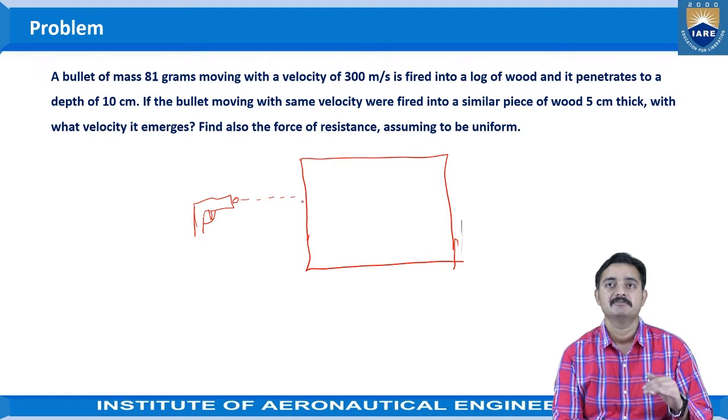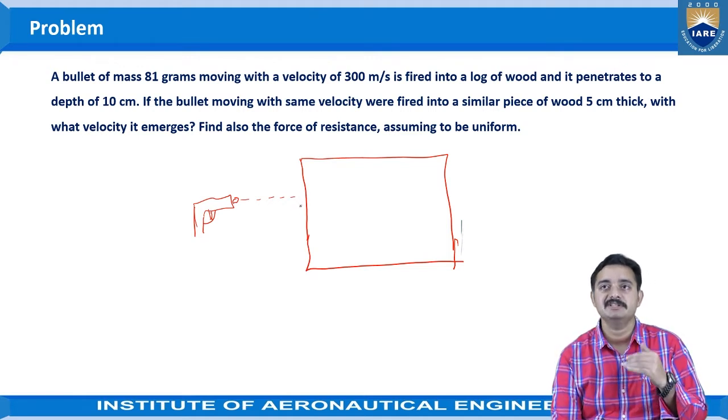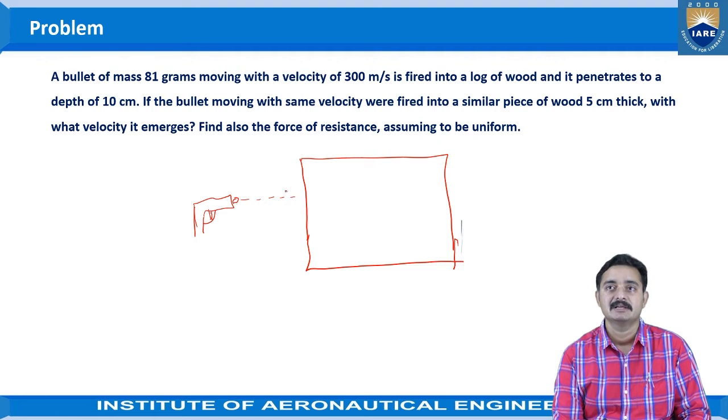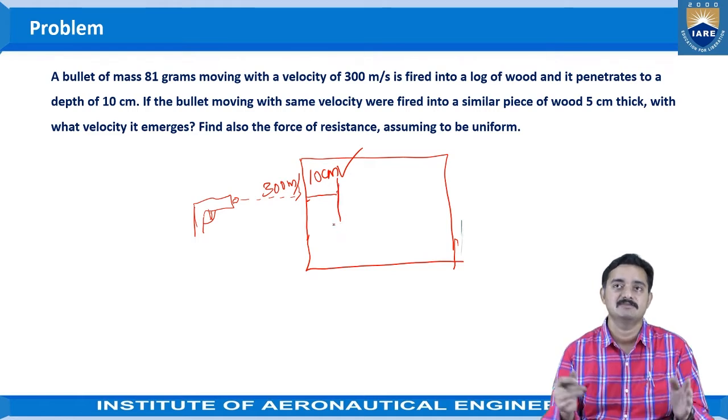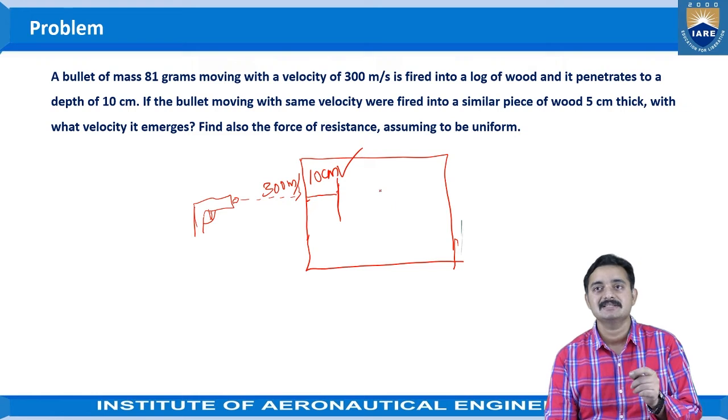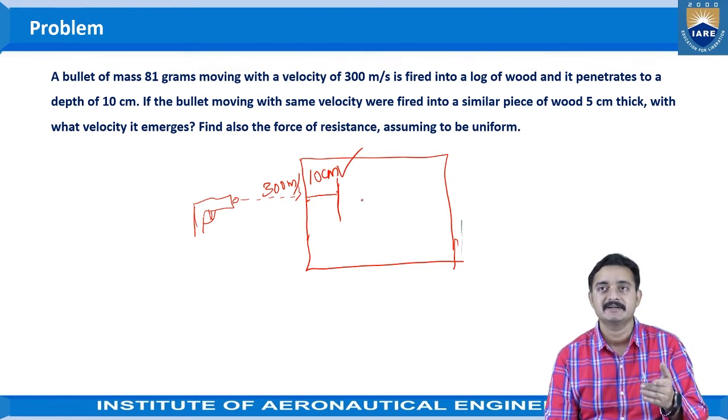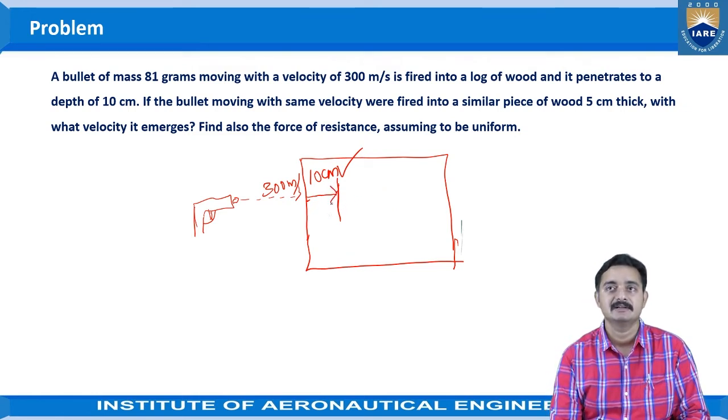So what happens? Because of the velocity with which the bullet is traveling, the velocity is given as 300 meters per second, this log of wood is resisting the movement and the bullet penetrates to a depth of 10 centimeters. Maybe the size of the log of wood is more, but the bullet's capacity is only such that it will penetrate into the log of wood until 10 centimeters.